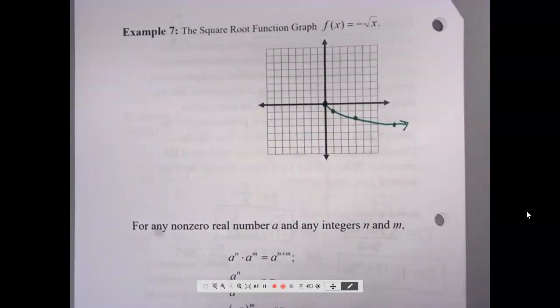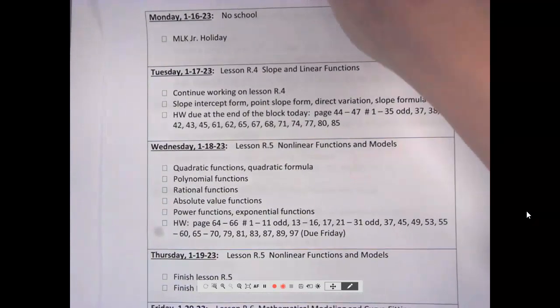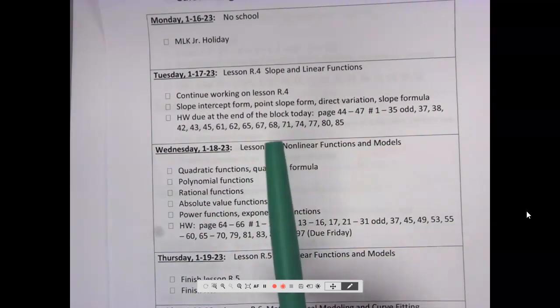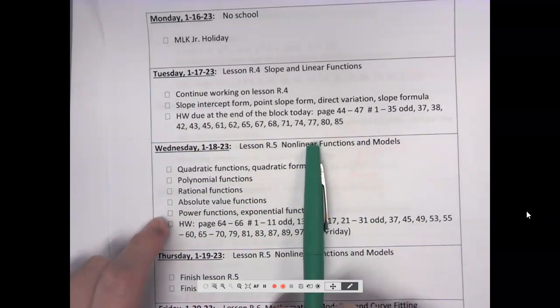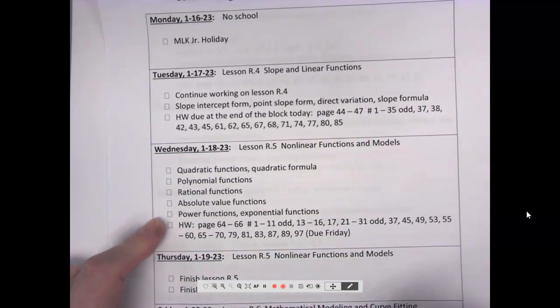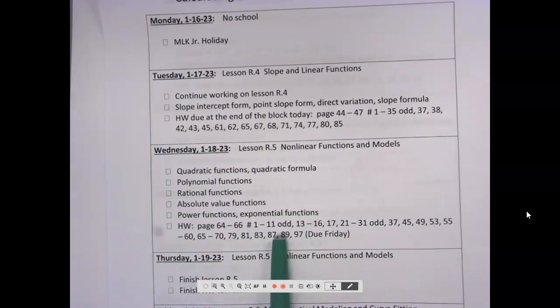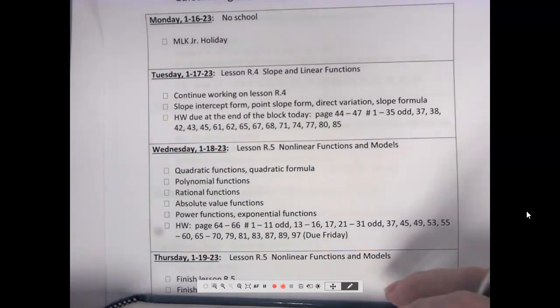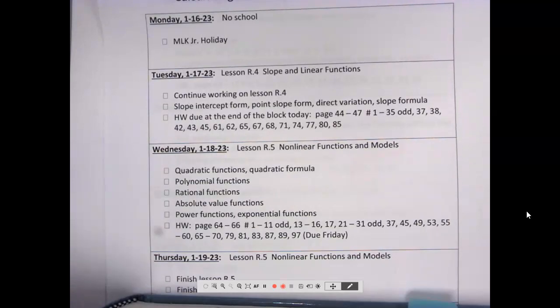All right, so I'm going to stop there with the notes. On your agenda, you can start on these. We will be finishing up these notes, so these homework problems will not be due until Friday. Okay? Let me see which ones would be a good idea. That's a good question. Page 64. Okay.